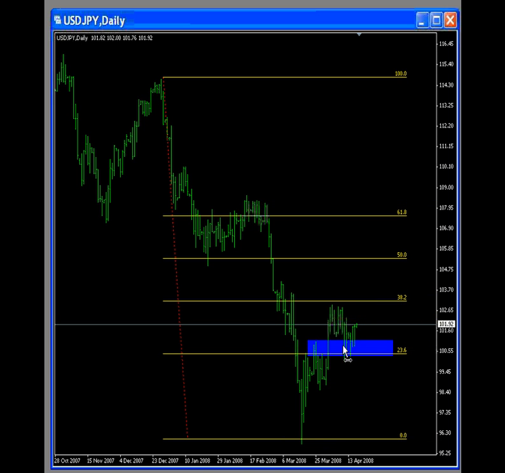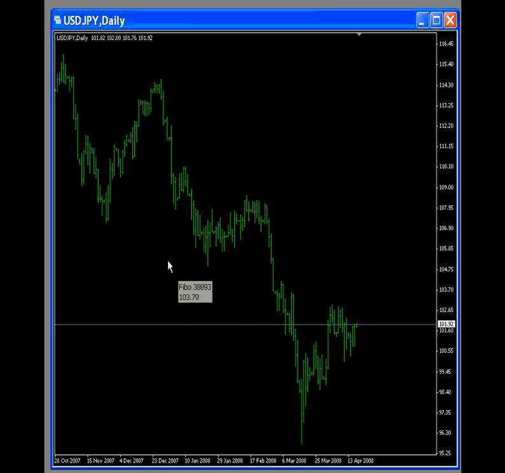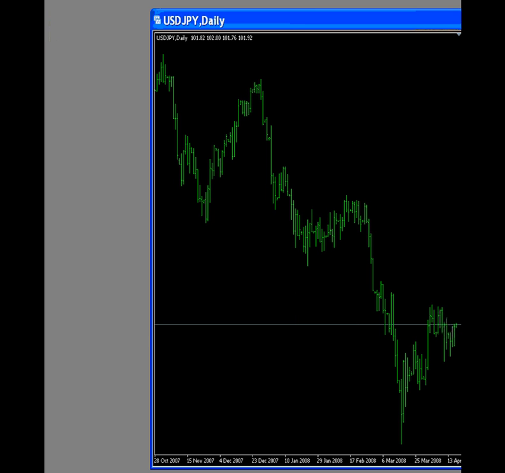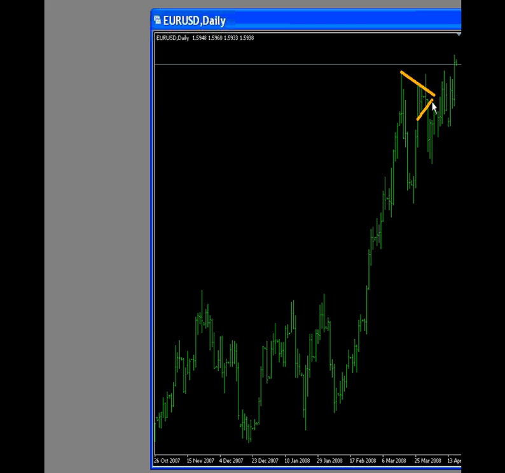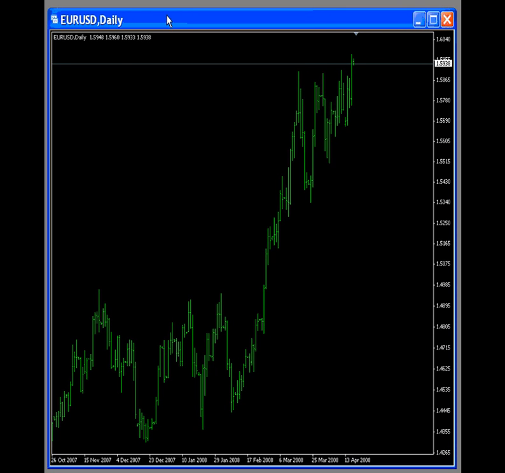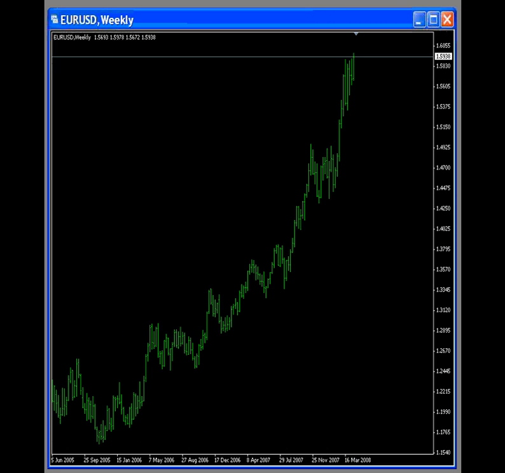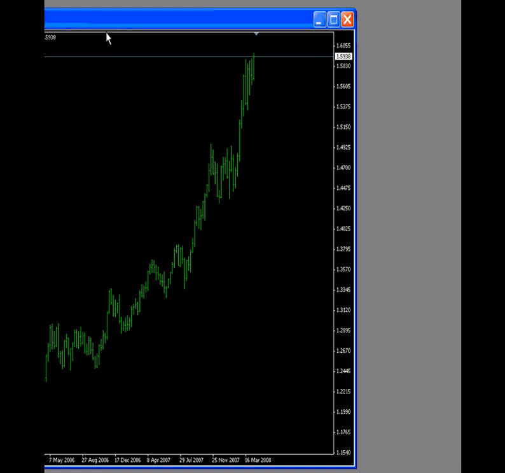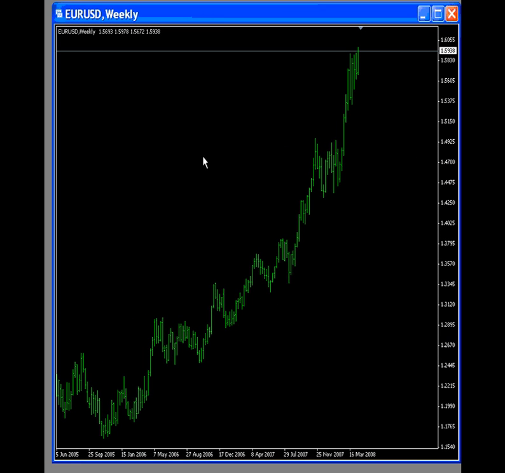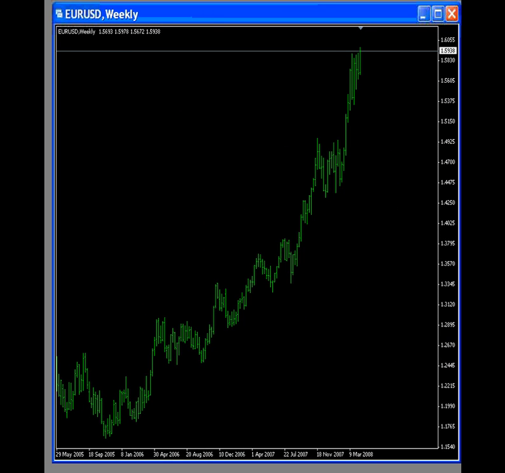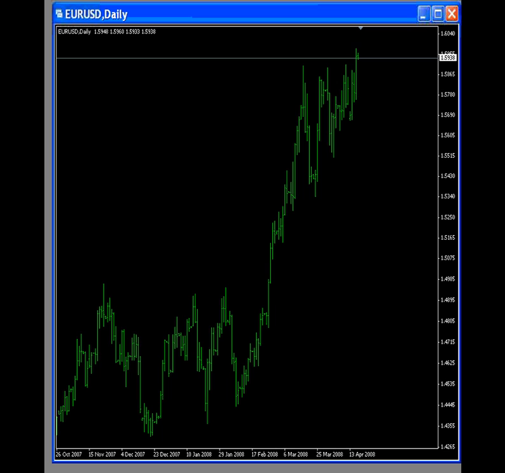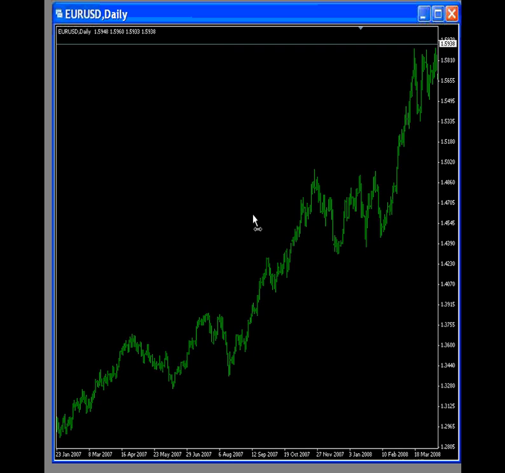Okay, so I'm just going to go ahead and get rid of everything here, and pull up another chart so we can look at something else. I'm going to pull up the euro. Okay, so let's say we look at the euro weekly chart. Okay, that's not a great example. Let's look at the euro daily chart. Let me just zoom out a little bit.